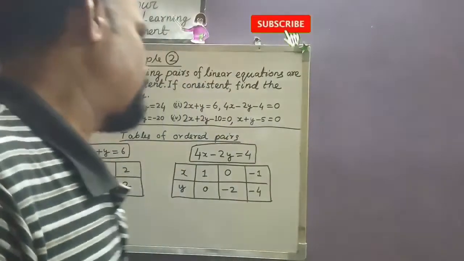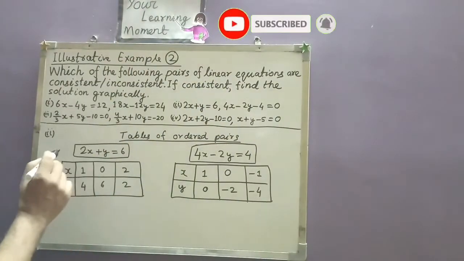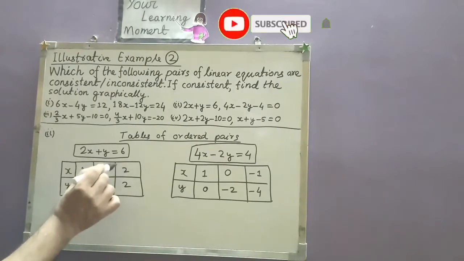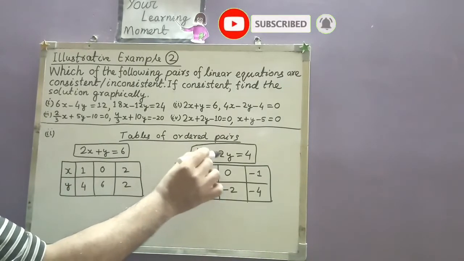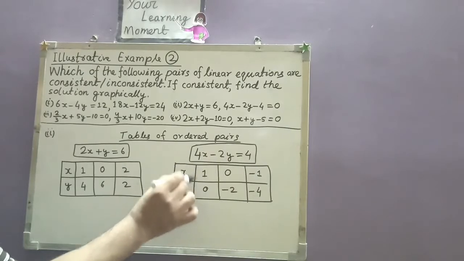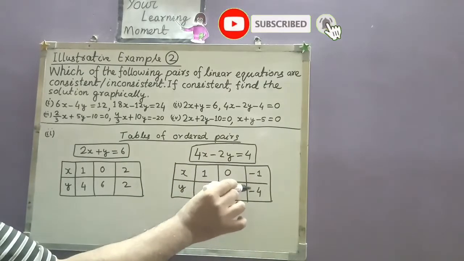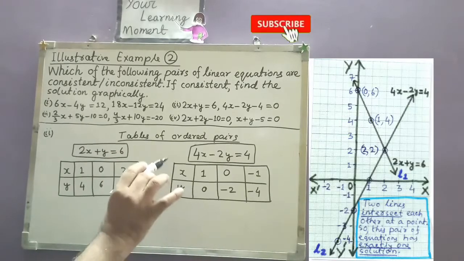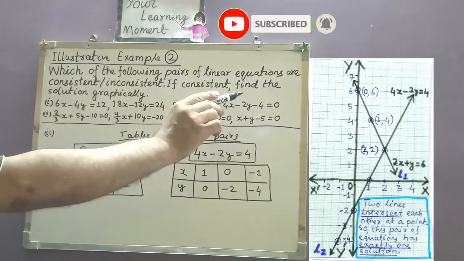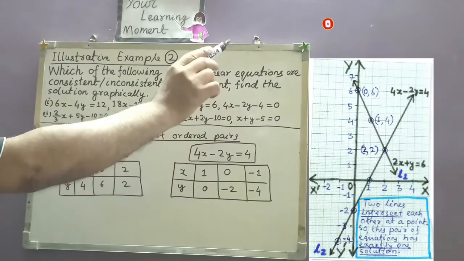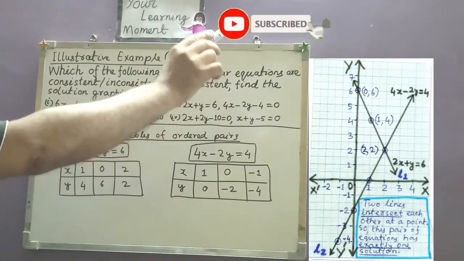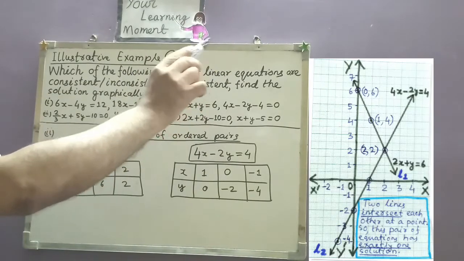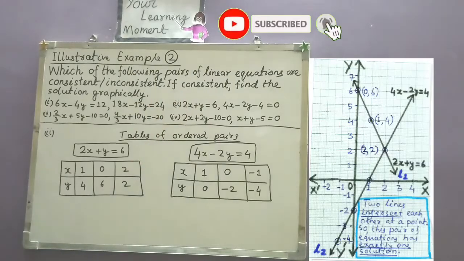First make the table of ordered pairs for these equations. For the equation 2x plus y equal to 6, the ordered pairs are 1, 4, 0, 6, 2, 2. And for the equation 4x minus 2y equal to 4, the ordered pairs are 1, 0, 0, minus 2 and minus 1, minus 4. Plot these points on a graph paper to get the required graph. Look at the graph. Clearly, the two lines of this pair of linear equations intersect at the point 2, 2. Hence, the required solution is x equal to 2 and y equal to 2.